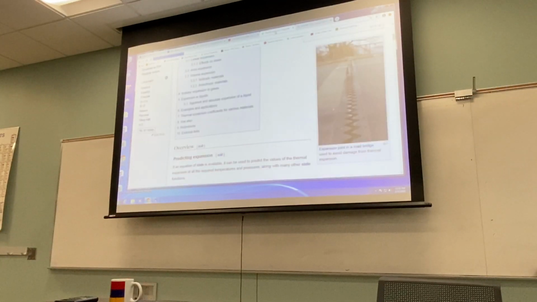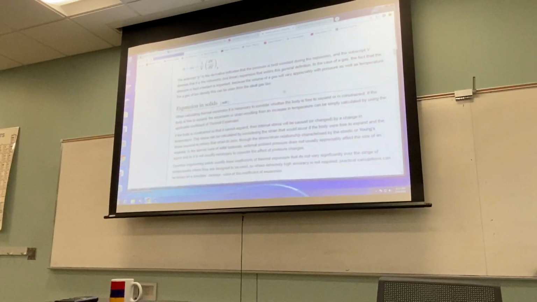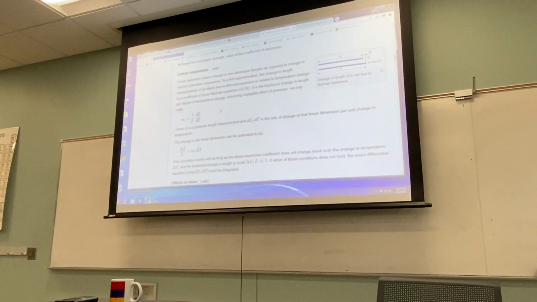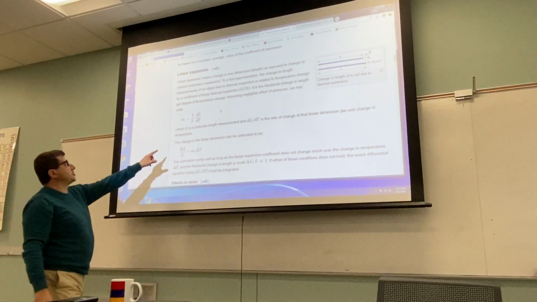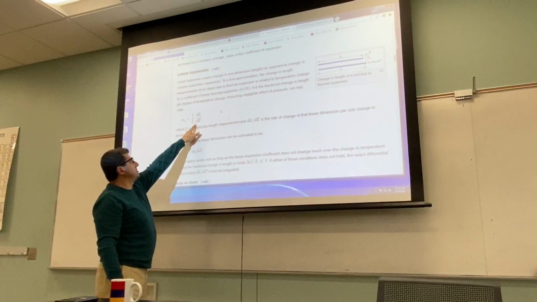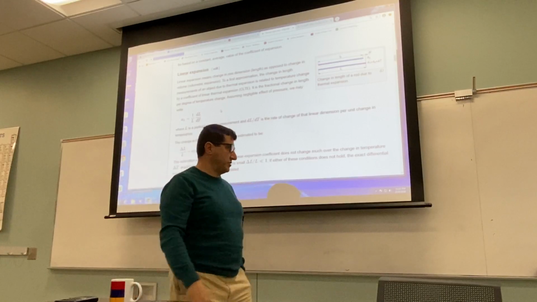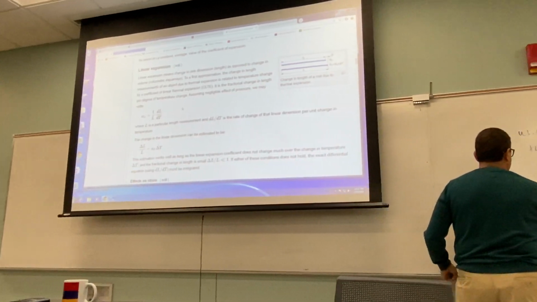Okay, so the formal definition then is you define a constant known as the coefficient of expansion. This is one-dimensional expansion, 1 over L dL dt. So it's actually a derivative concept. Linear coefficient of expansion.